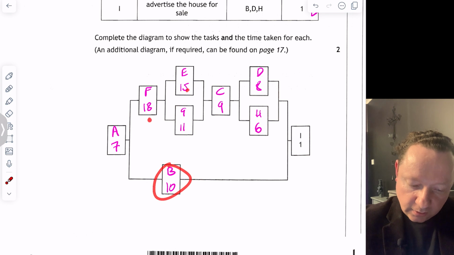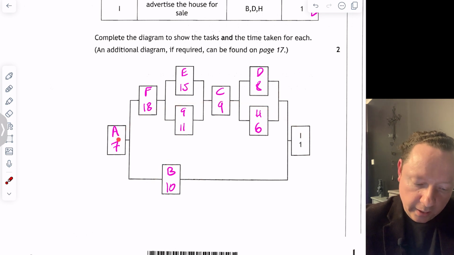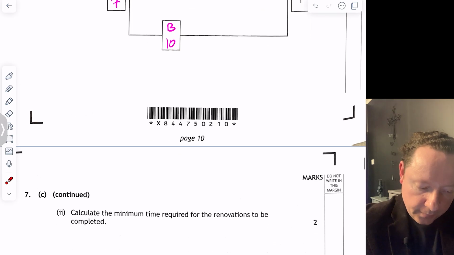You can see tasks here that take a lot. So I can't go that way. So I'm going to have to go this way somehow. So I do A and F. So let me just take a note of that. I do A, then F.